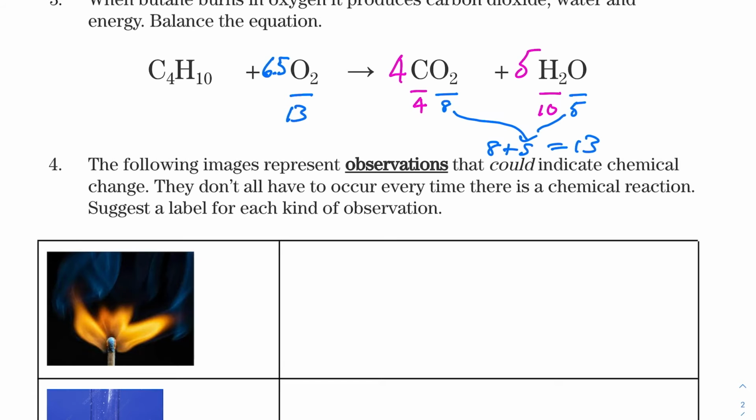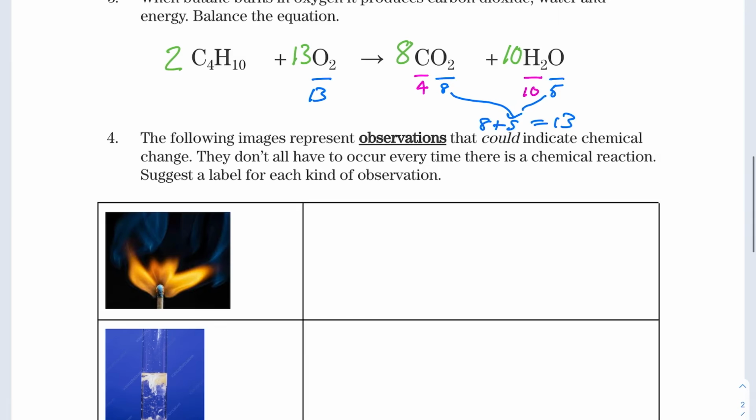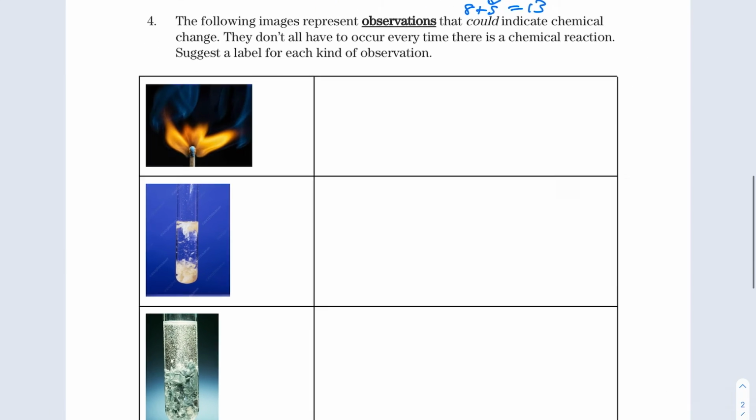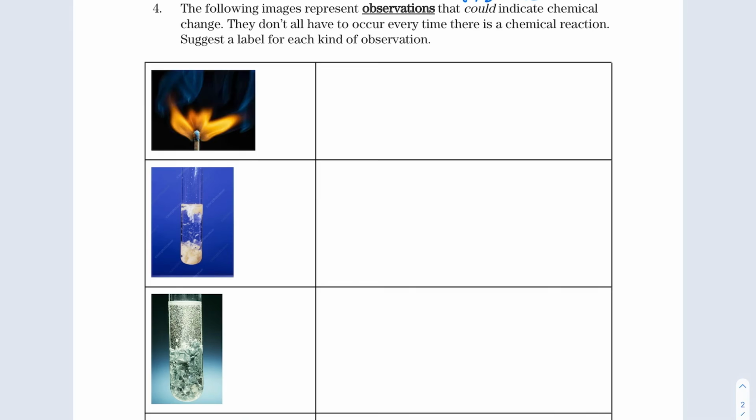What we do now, though, is we say if we multiply everything by 2, it's going to preserve the ratio of the coefficients, but it's going to make everything whole numbers, and so that way everything is going to be balanced. Question 4 deals with observations that prove or could prove that a chemical change has happened.